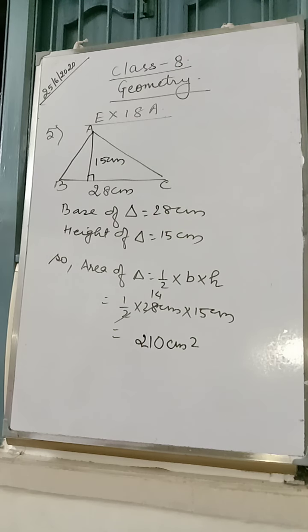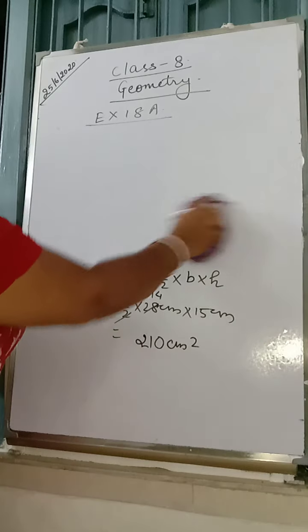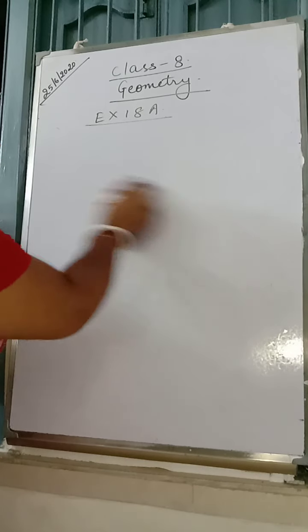Question number 6. Two sides of a triangle are 8 centimeter and 10 centimeter. If the height of a triangle corresponding to the side of length 8 centimeter is 7 centimeter. Now we have a triangle. Hope you have written question number 5. Now look at question number 6. It has certain different questions. It's a combination of certain things which you should know.